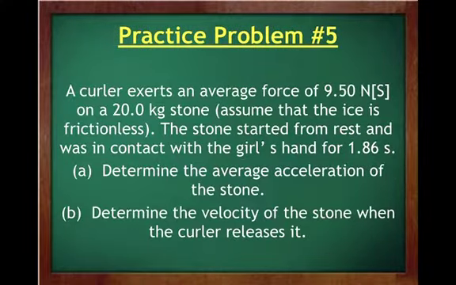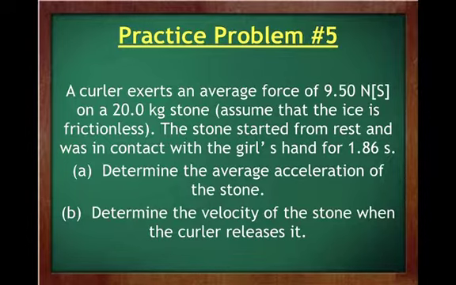Okay, so practice problem number 5. In this one, we have a curler that exerts an average force of 9.5 newtons south on a 20 kilogram stone, assuming that the ice is frictionless. So we're assuming that there's no friction acting against our applied force. We know that's not really true, but for the sake of this problem, let's assume the ice is frictionless, because if it was, you would just keep going. The stone started from rest and was in contact with the girl's hand for 1.86 seconds. Determine the average acceleration of the stone.